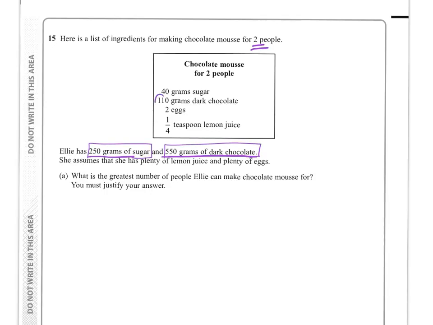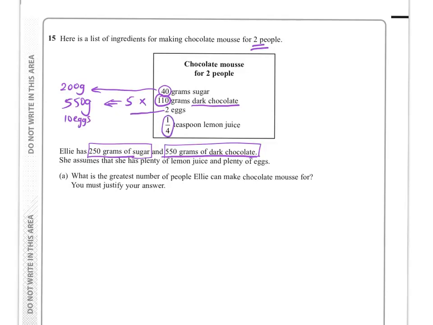So if we look at this 110 here for the dark chocolate, that will give us a really good clue, because the most we could times that by is 5, isn't it? And that would use up all the dark chocolate. That would use up 550 grams. So if we times all the other ingredients by 5, that would be 40 times 5. That would give 200 grams. You can use your calculator for that if you need to. 2 times the 5 would be 10 eggs.